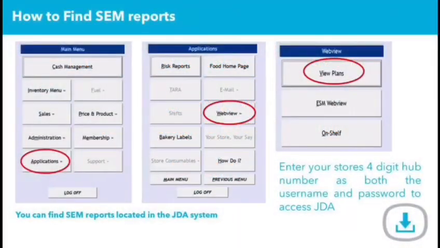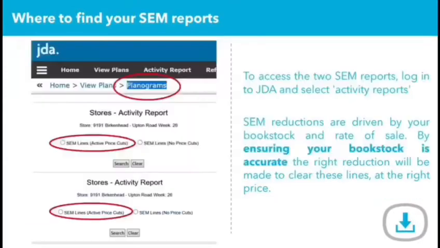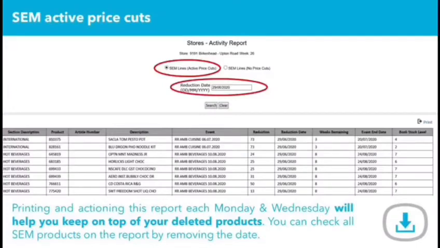You can find, review and action SEM reports in the JDA open access system. Once logged into JDA, click activity reports. There you will see where you can access your SEM report. The active price cut report will display the products that have been reduced in price on your system along with your assumed book stock and the percentage reduction. It will also tell you when the SEM price will end.